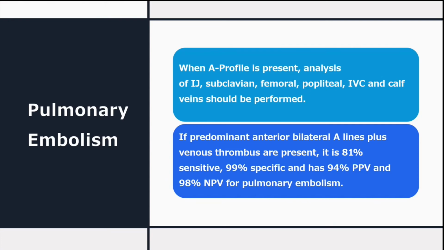I think I skipped a little bit ahead when I was talking about that, but just as a review, pulmonary embolism, we're looking for the DVT. And when we find that, we have a pretty decent positive predictive value and a great negative predictive value for pulmonary embolism. So if we don't find anything there in that DVT survey.